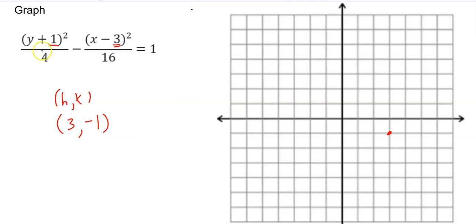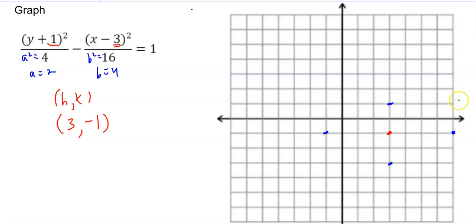Underneath, this is always my a squared for a hyperbola. So a is equal to 2. This is my b squared. Remember, a squared doesn't have to be bigger, so b is 4. So underneath x, I'm going 4 to the left and right. 1, 2, 3, 4. 1, 2, 3, 4. Underneath y, I'm going 2 up and 2 down.